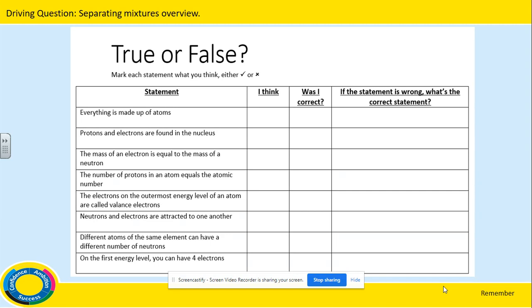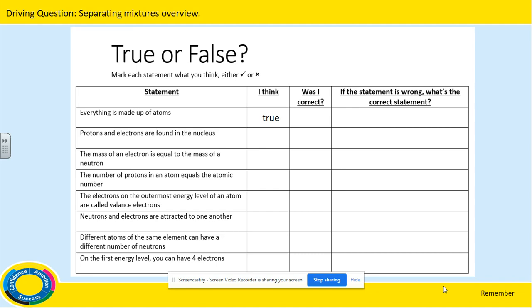Statement 1. Everything is made up of atoms. True or false? Answer is true. Were you correct? Write yes. If not, you need to write that everything is made up of atoms.